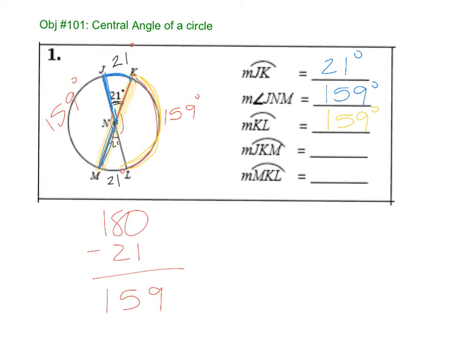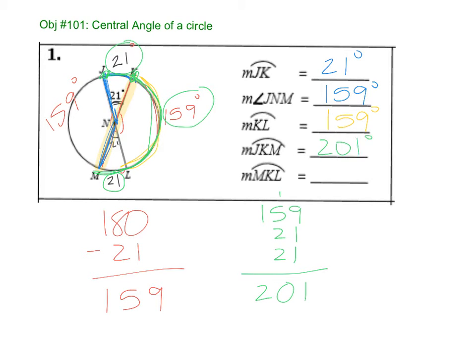JKM. Now order is important, okay? So that's that whole thing. So look at what that equals. That's your 21, your 159, and your 21 all together. So we're going to add that up. 159, 21, and 21. So that's a 1, carry, 201.